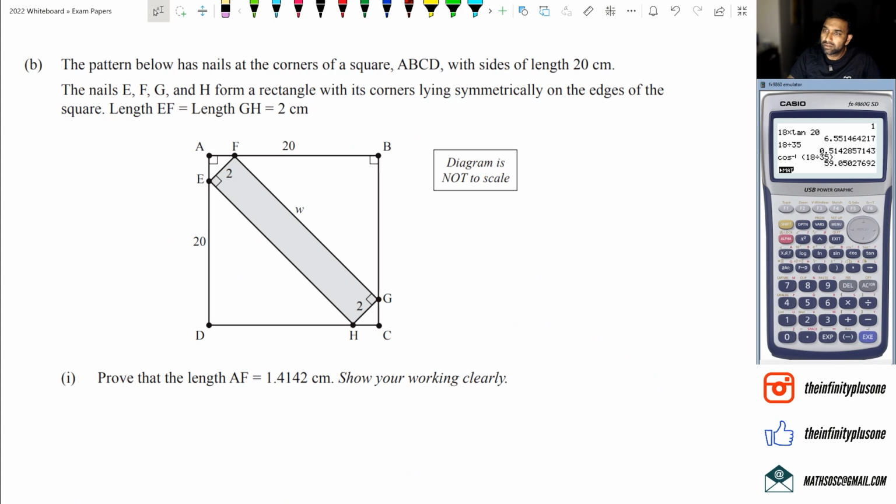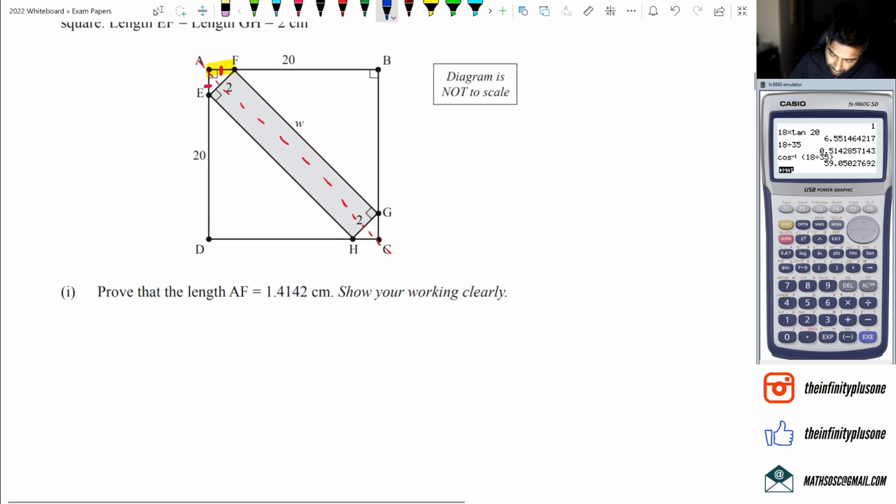So question B, part 1 of this question, we've been asked to prove that the length AF is 1.4142. Now, if we have a look at it, AF is this distance right here. A couple of things to notice about this question is that we've been told that this rectangle has its corners lying symmetrically on the edges of the square. So we can assume there's a line of symmetry going there, which means that these two sides here are equal to each other. Now, if they are equal, we can blow it up as a little triangle right here.